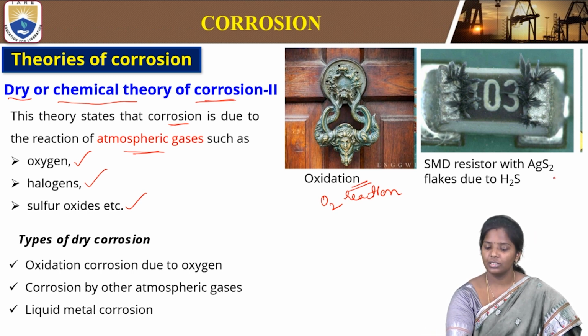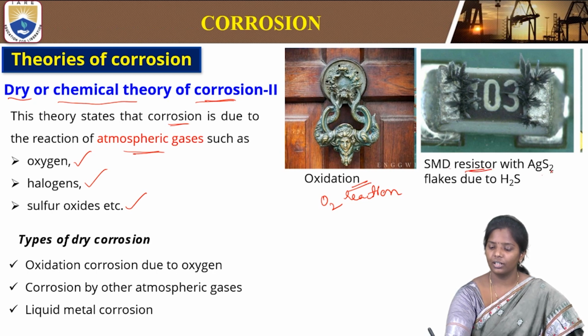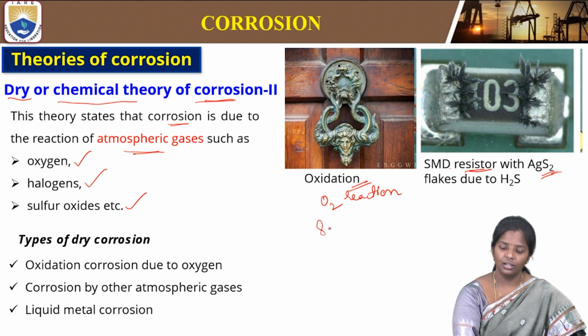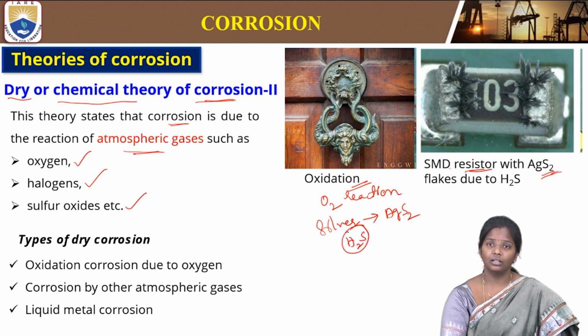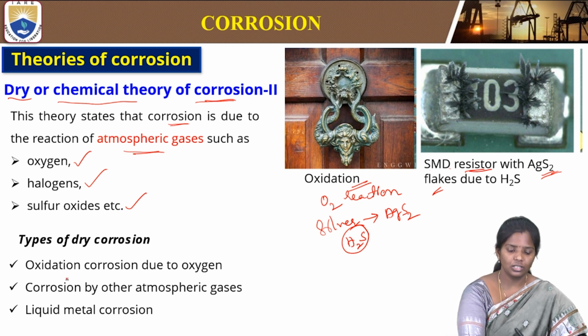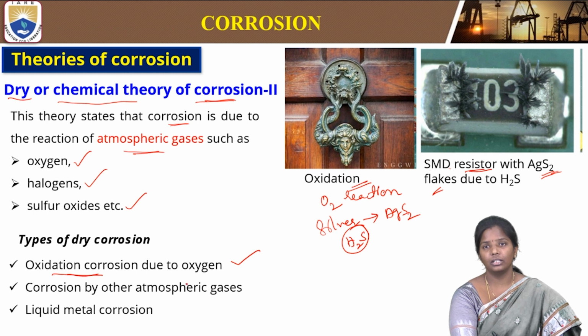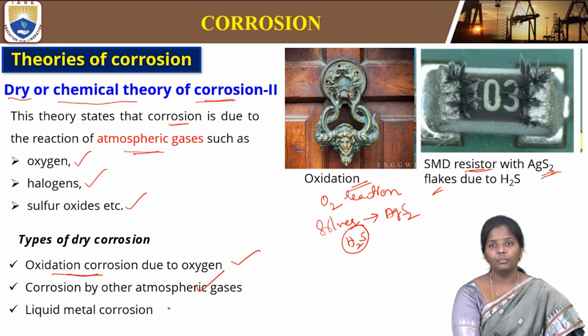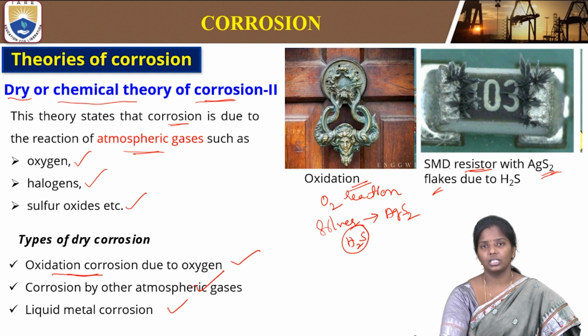The other example is an SMD resistor with silver disulfide flakes. The silver is converted to silver disulfide due to hydrogen sulfide gas. These are some good examples. When it is corroded like this, it really affects electronics. There are different types of dry corrosion depending upon the gases that react: oxidation corrosion due to oxygen, corrosion by other atmospheric gases other than oxygen, and liquid metal corrosion.